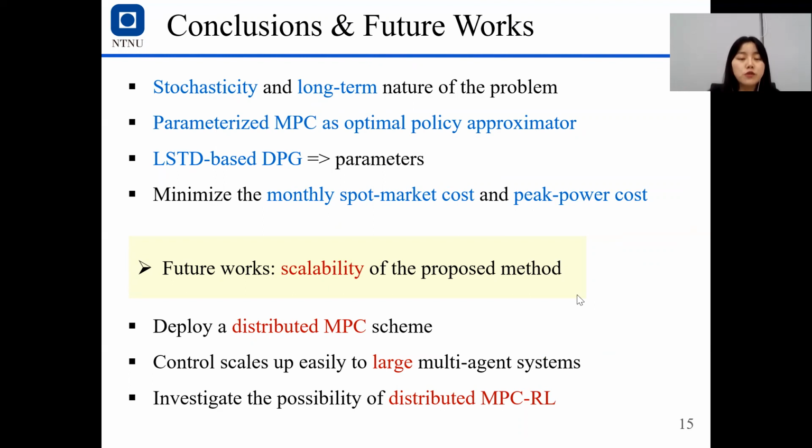For future work, we will focus on the scalability of the proposed method. We want to deploy a distributed MPC scheme so that the control can scale up easily to larger multi-agent systems. That's why we need to investigate the possibility of a distributed MPC RL approach.